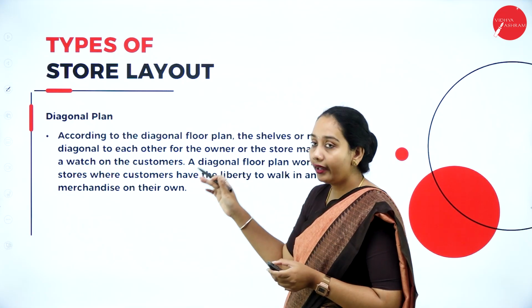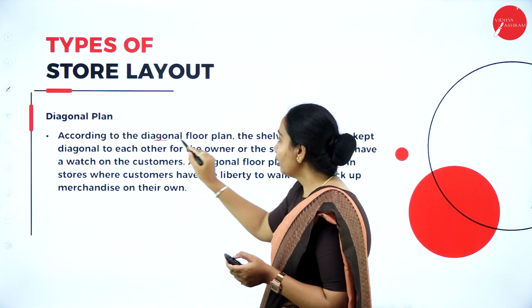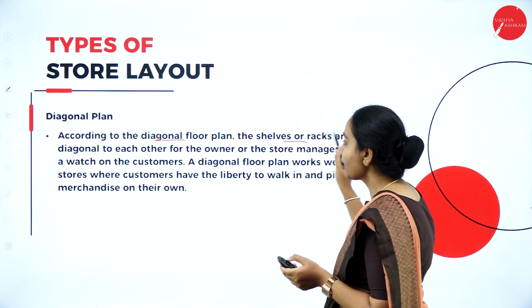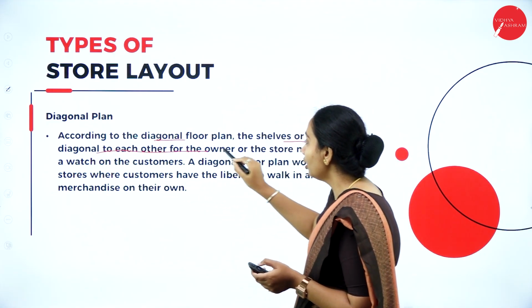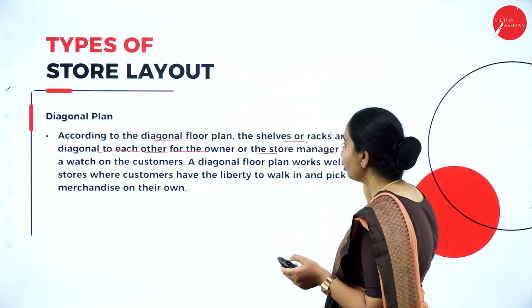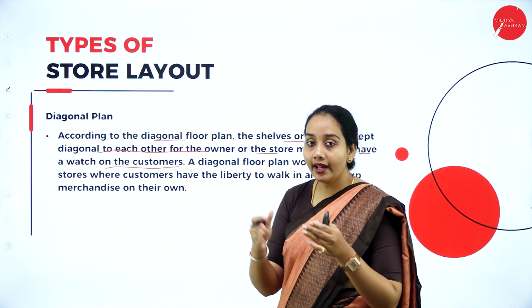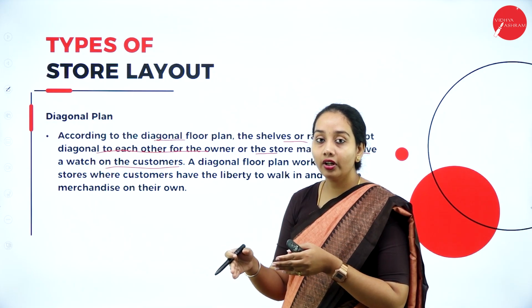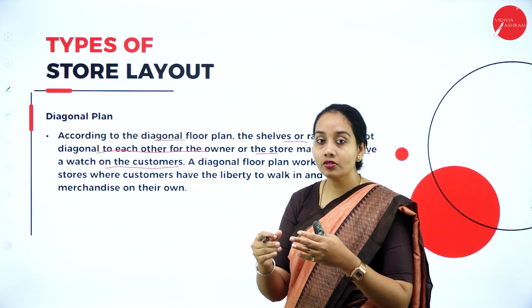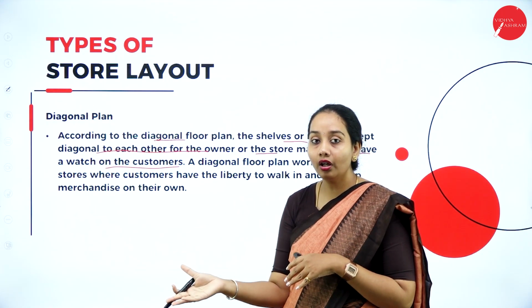Next is about the diagonal plan method. According to the diagonal floor plan method, the shelves or racks are kept diagonal to each other for the owner or the store manager to have a watch on the customers. So they are being placed diagonally in the store layout. Diagonally they are being placed, so completely different to the grocery stores.